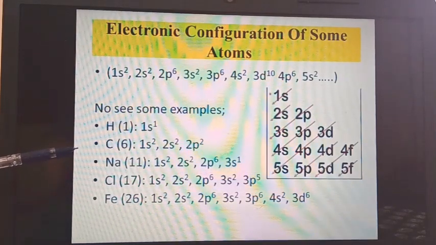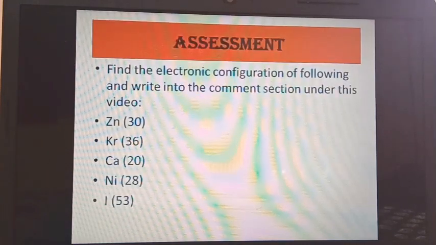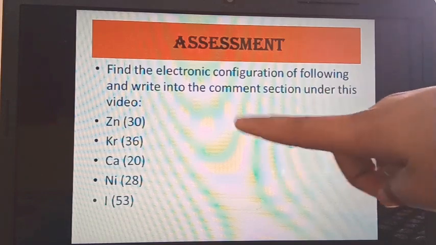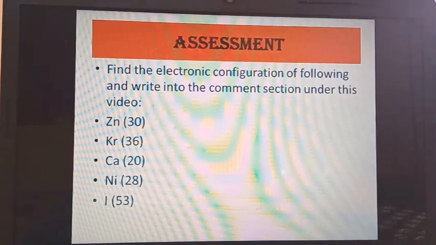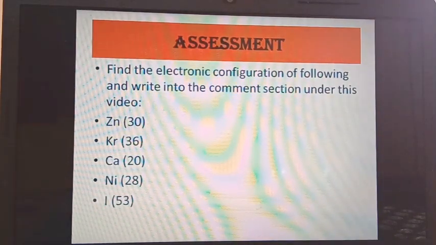Hope you guys are understanding how to write the electronic configuration, and for this purpose there is an assessment for you. Find the electronic configuration of the following atoms and write it in the comment section under this video. Please go through the Aufbau principle once again for more understanding.